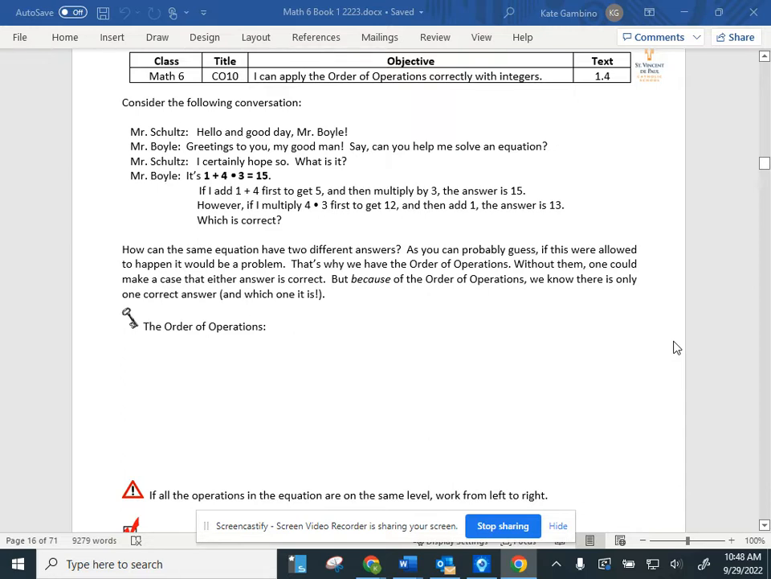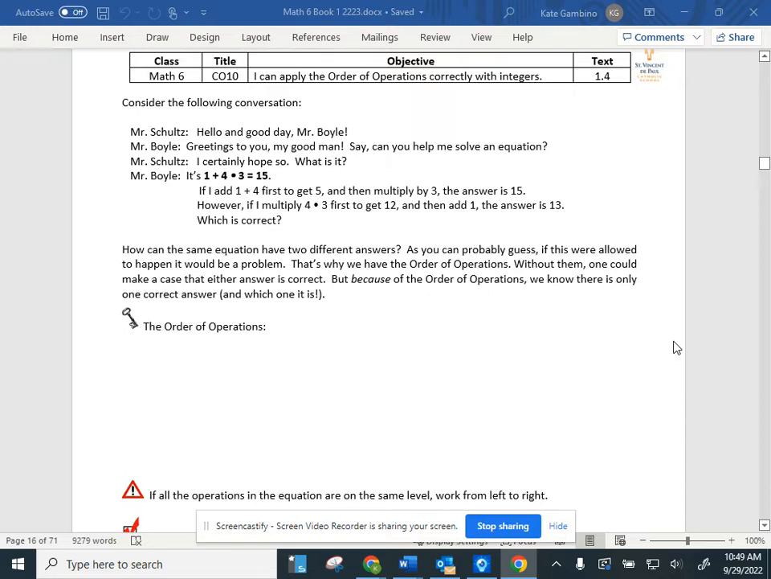So today we're doing that last objective. It is one of our Khan Academy assignments, working on that order of operations. I can apply the order of operations correctly with integers. So considering the following conversation, let's think about our middle school teachers.